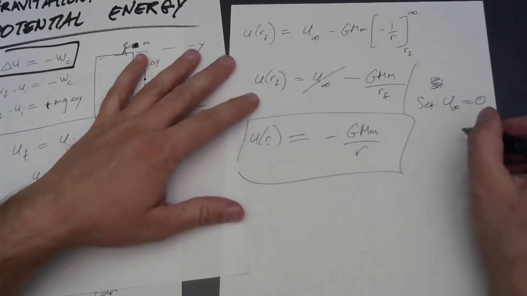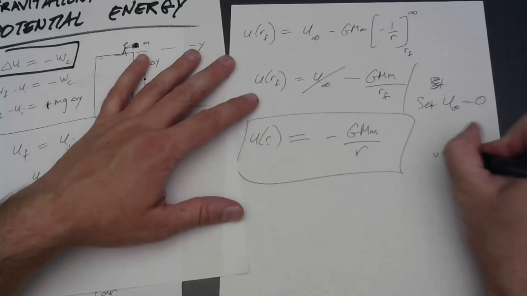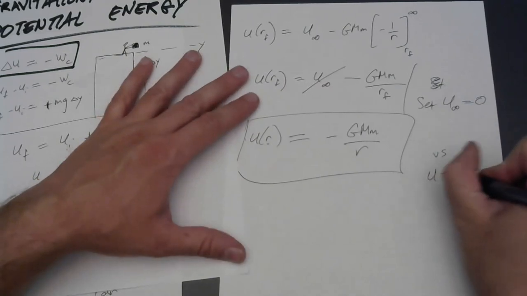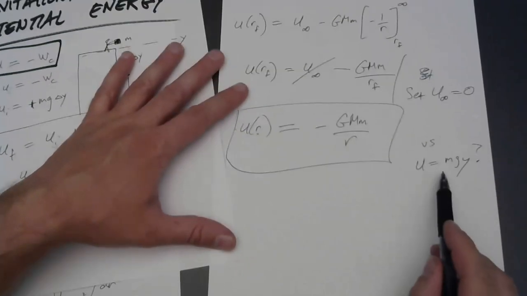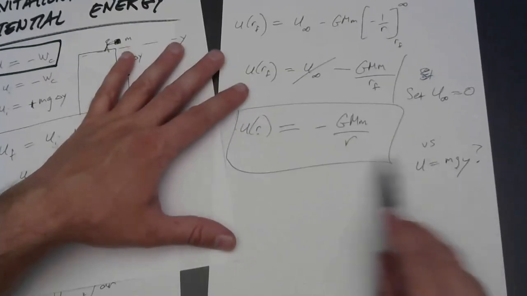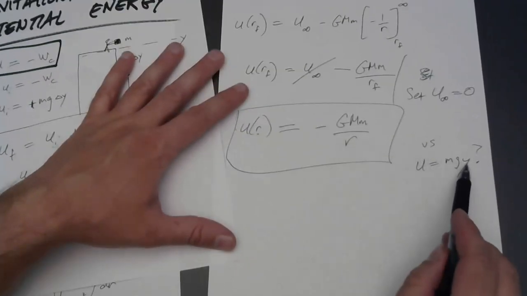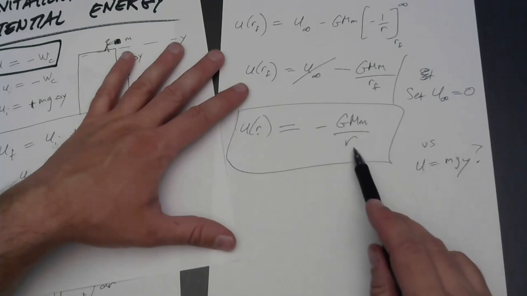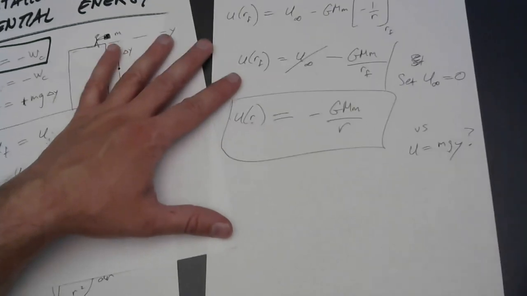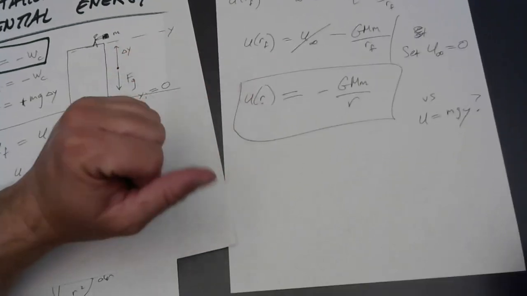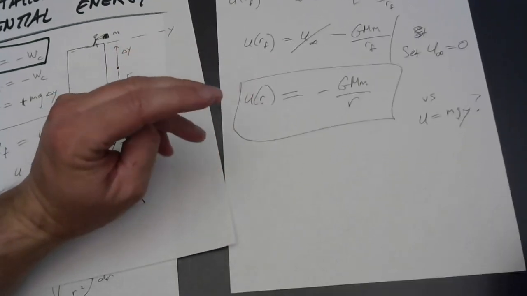And it may look kind of strange because previously we had potential energy is mgy. What is going on here? Because there's a g here, little g. I don't see any little g here. And there's a y instead of an r. And also the r is in the denominator here. And there's a minus sign here, but no minus sign here. So at first it seems like it would be difficult to reconcile these two, but it's really not at all.